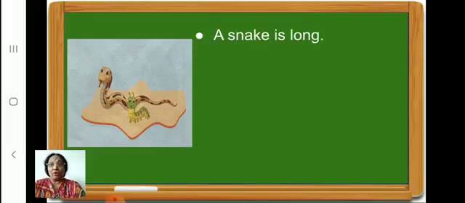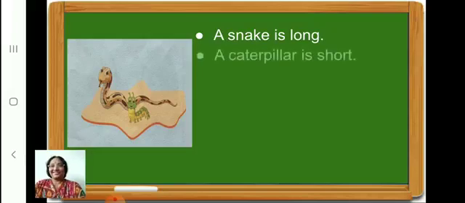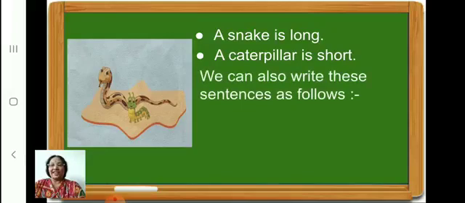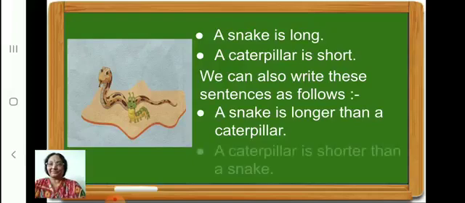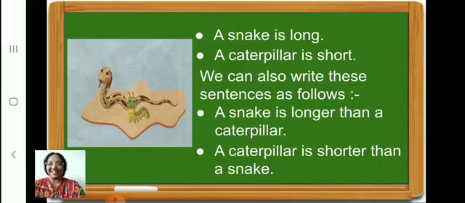Children, now look at the given picture. What can you see? Here we have a caterpillar and a snake. A snake is long. A caterpillar is short. We can also write these sentences as follows. A snake is longer than a caterpillar. A caterpillar is shorter than a snake.